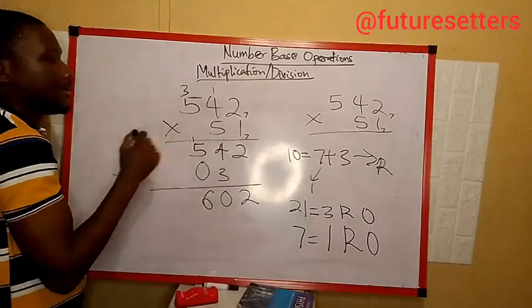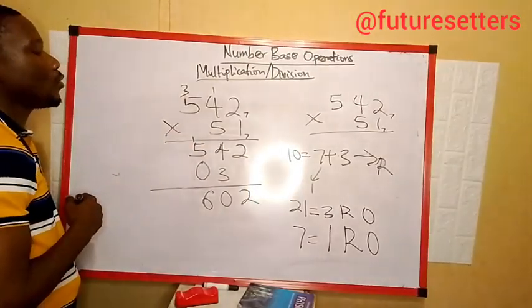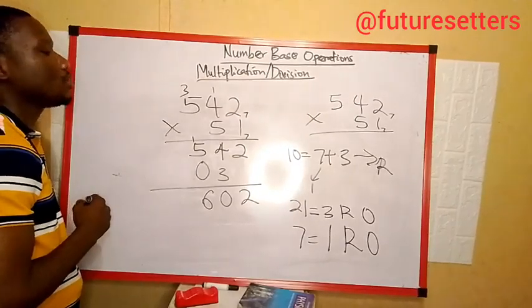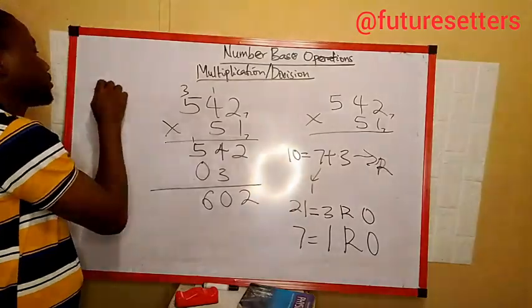So 5 times 2 is 10. We now broke it down 7 plus 3. Okay. 5 times 4 is 20 plus 1, 21. 3 remains 0. 5 times 5 is 25 plus 3, 28.